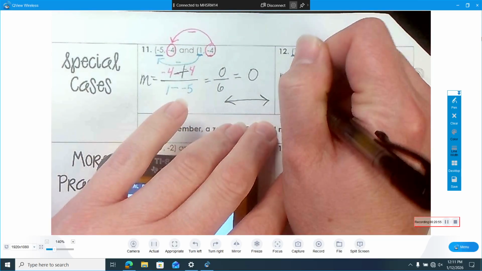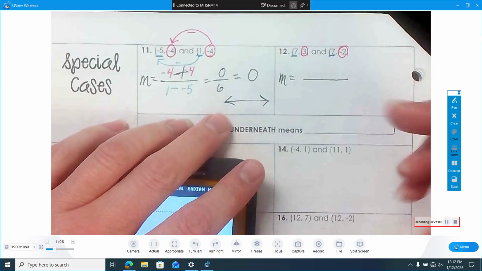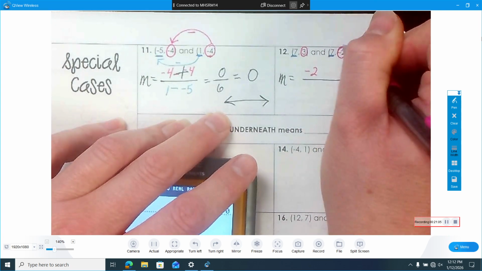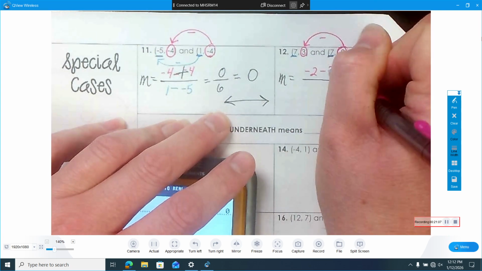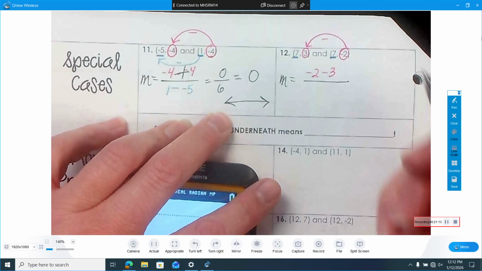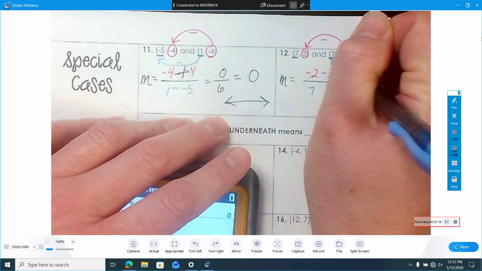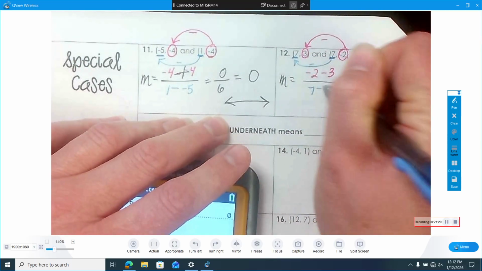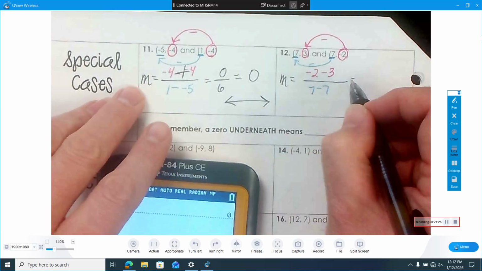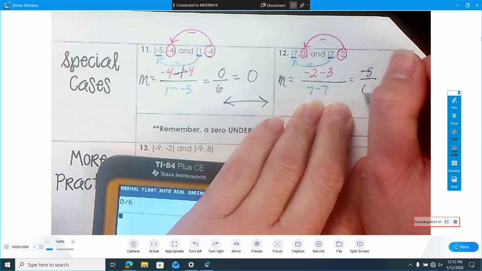Okay. On number 12, again, we're setting up a fraction. What am I going to subtract first? Negative 2, and then minus the 3. Beautiful. Gentlemen, write it down. And then on the bottom, I'm going to start with 7. Very good. Minus 7. All right. Negative 2 minus 3 is negative 5. 7 minus 7 is 0.